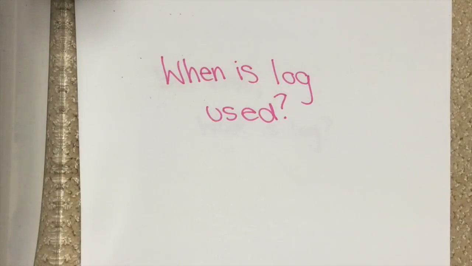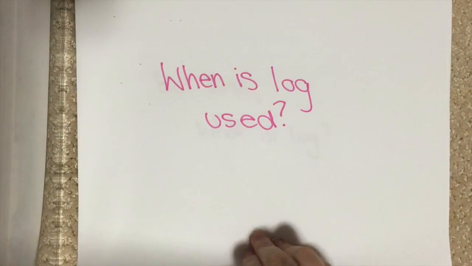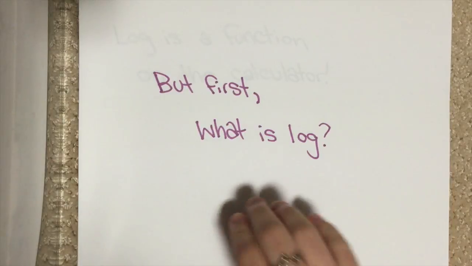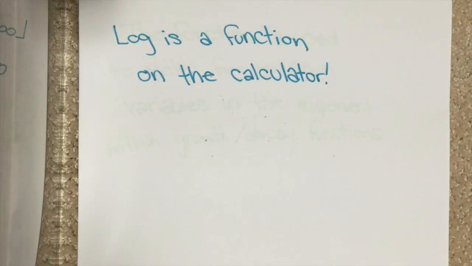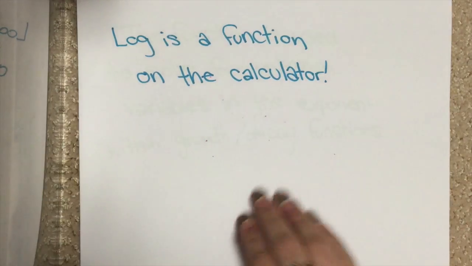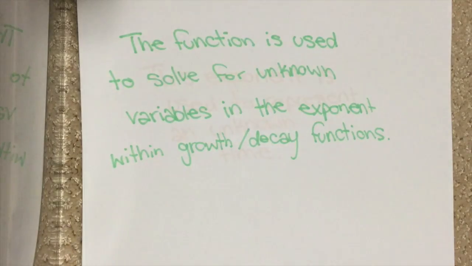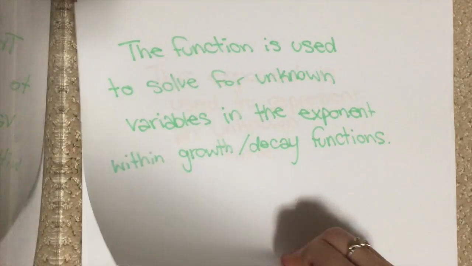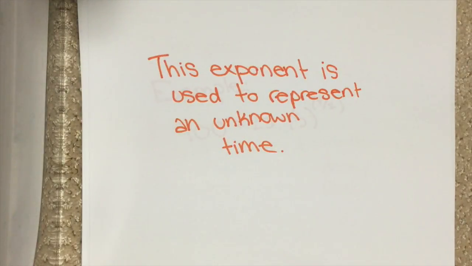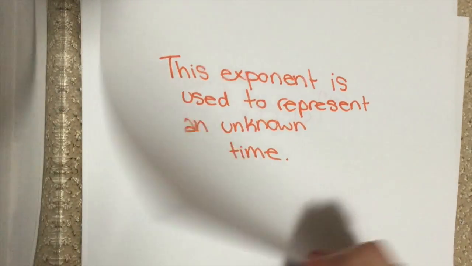The question we're answering today is, when is log used? But first we need to ask ourselves, what is log? Log is a function on the calculator, right there. The function is used to solve for unknown variables in the exponent within growth and decay functions. The exponent is used to represent an unknown time.